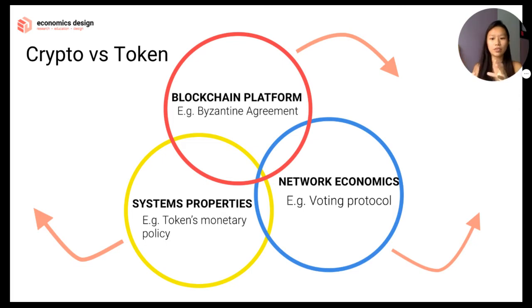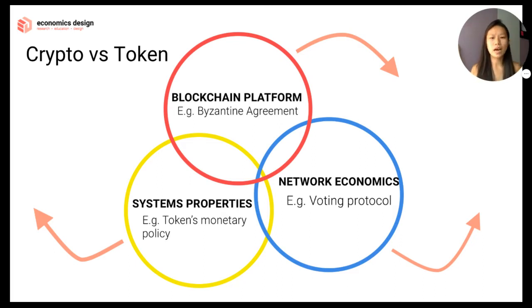And then you have your system properties. So these are things that are embedded into the system, like your token's monetary policy. So for example, we talk about inflation rate. Maybe we can talk about a 3% inflation rate every 36 months in the cryptocurrency ecosystem, or you can talk about 2% burn rates, or there are different kinds of policies that you can embed into the system.